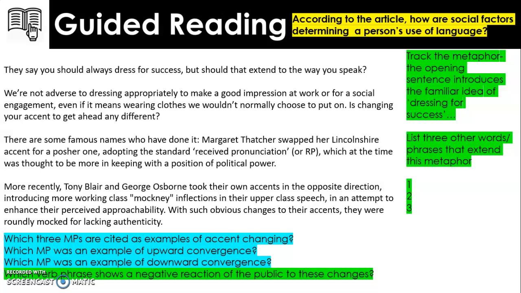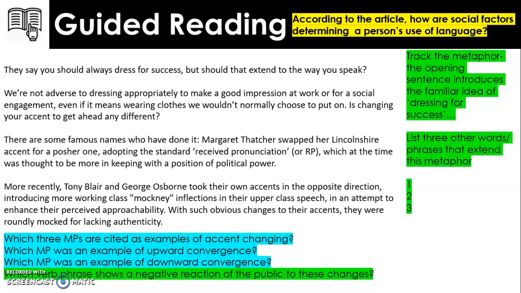Now, we are just going to pause here. We're going to look through the next bit of the article, the opening, and then apply these questions. So they say you should always dress for excess, but should that extend to the way you speak? We're not averse to dressing appropriately, to making a good impression at work or for a social engagement, even if it means wearing clothes we wouldn't normally choose to put on. Is changing your accent to get ahead any different? There are some famous names who've done it.